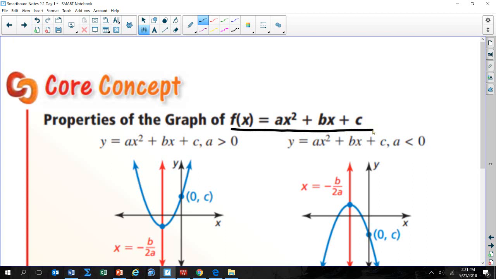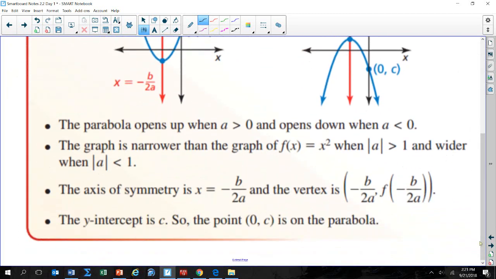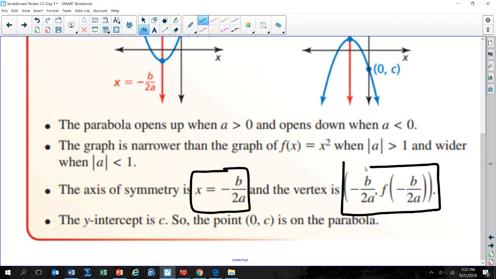What kind of form is that? Standard form. Okay. Can you tell the vertex using standard form easily? No, you can't clearly see the shifts left, right, or up or down. So it becomes harder to identify what the vertex is. So you have this property down here that the axis of symmetry is going to be this equation, and the vertex is going to be found by using this rule.